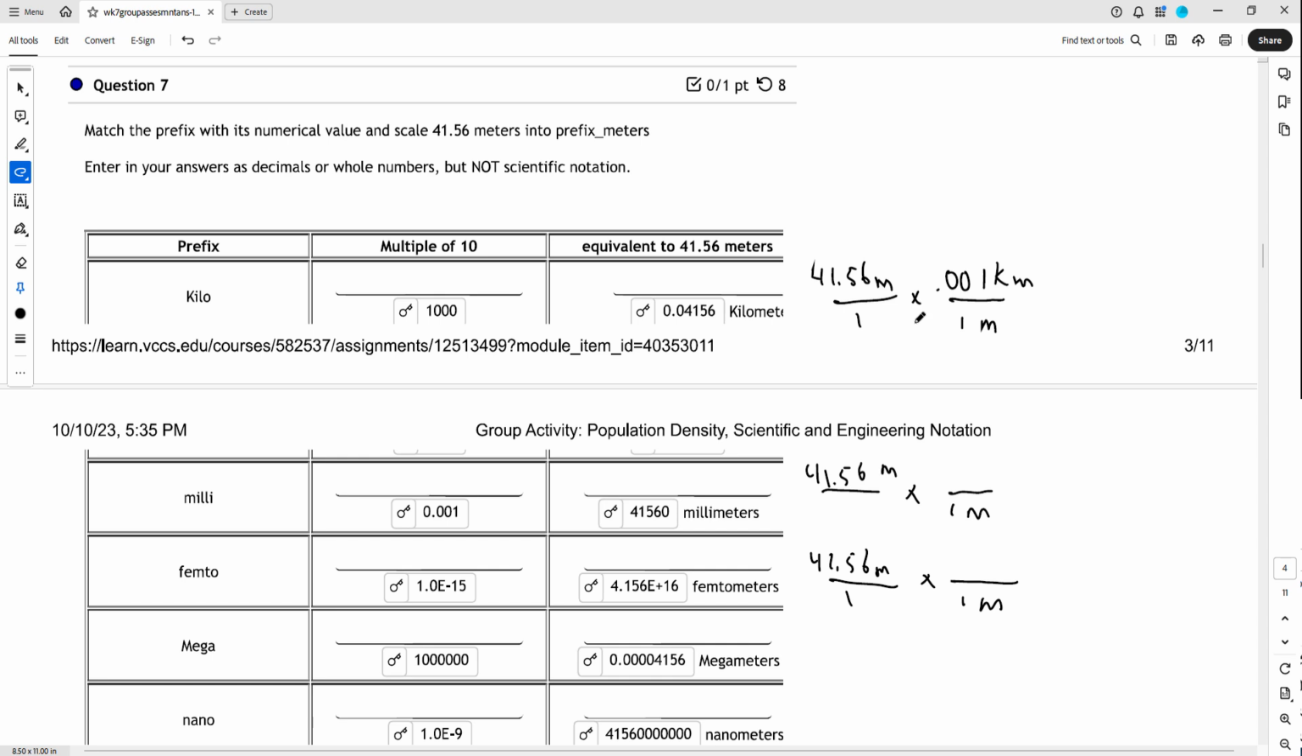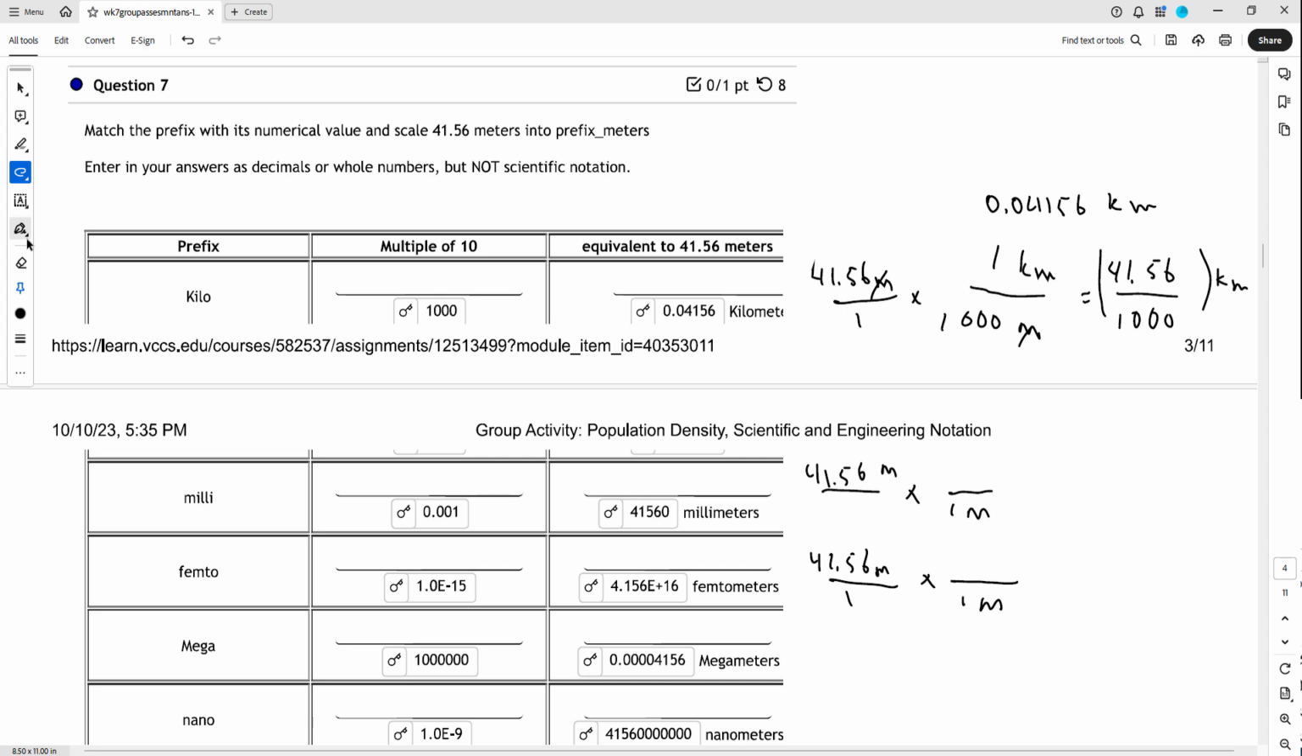Or you can do this too. Let's see if we can do this. Make it easy. 1,000 meters is 1 kilometer. I have 41.56 over 1,000. The meters cancel out, and I'm left with just kilometers. End up with 0.04156 kilometers.